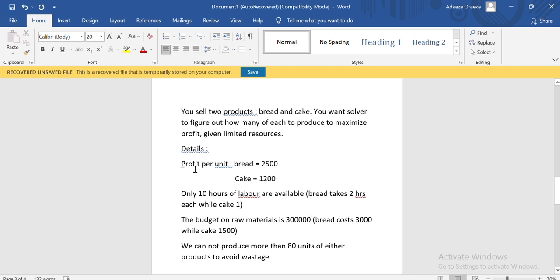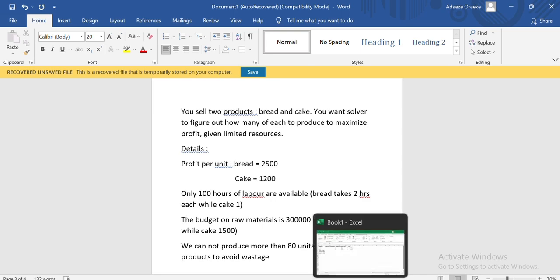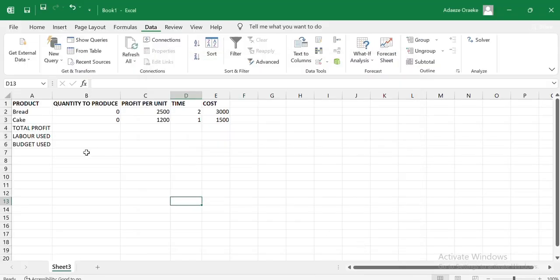This will be the example we're going to be using. You can pause and take your time to go through the example. So for this example, we're assuming we are producing two products, bread and cake, and these are our details on what we're producing, our profit, our available hours, our raw materials, and then our limits, how many we should not exceed so that it will not spoil and things like that. So let's get into it.